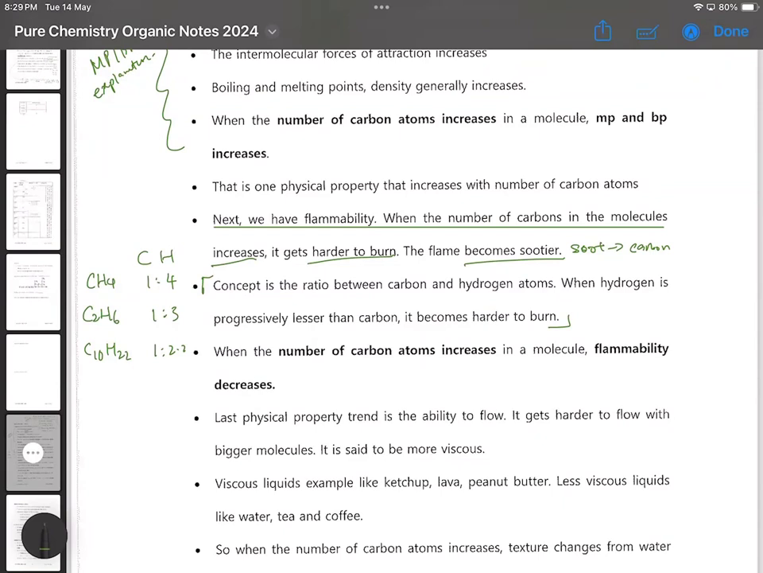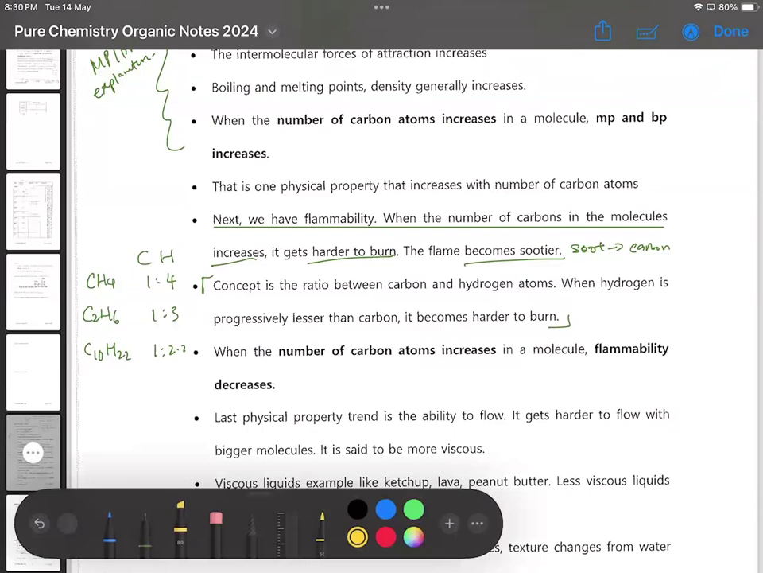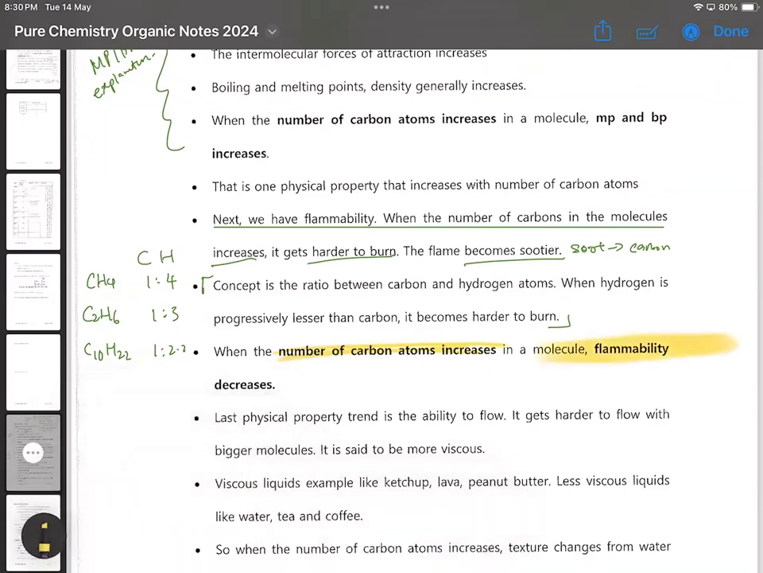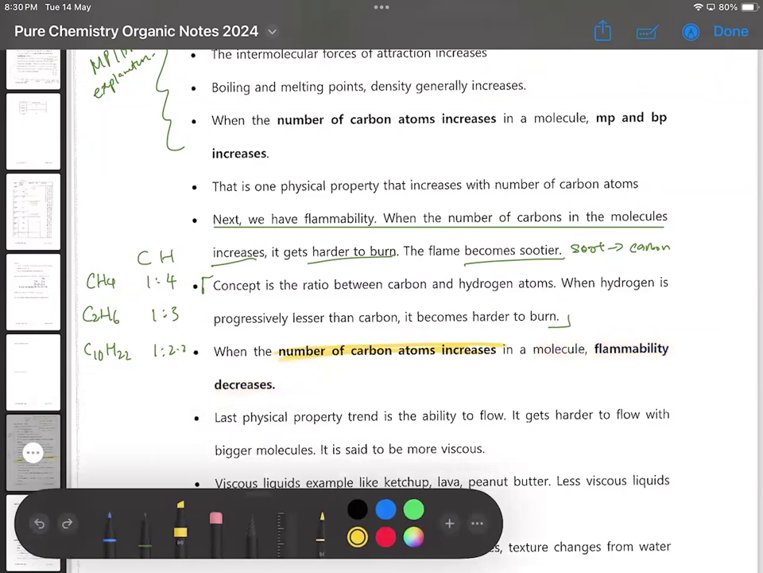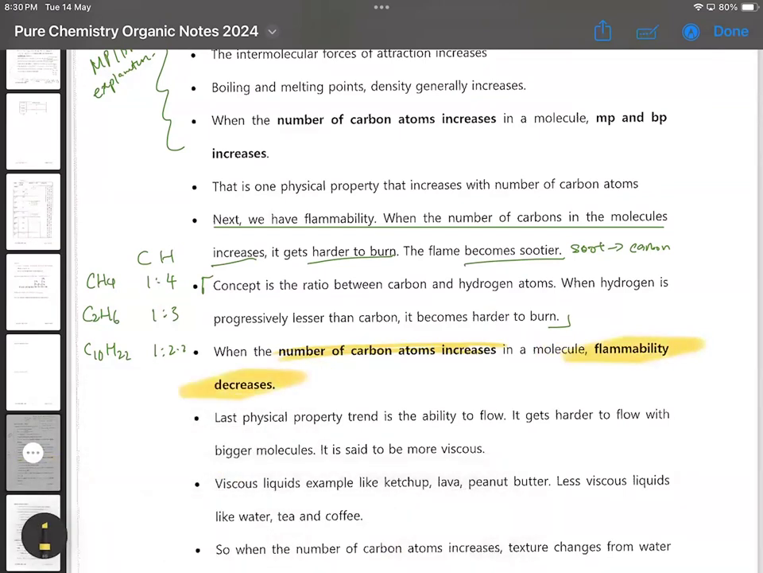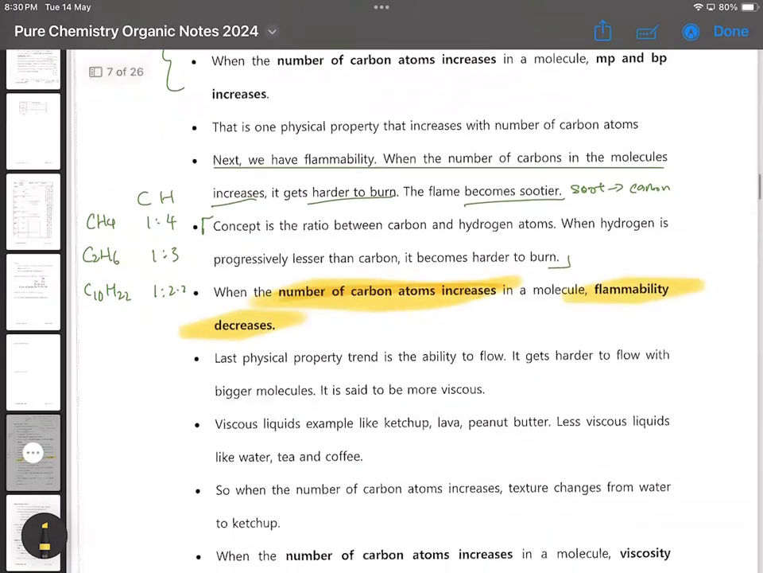So you just need to know this: more carbon, flammability decreases. So they don't burn so well.